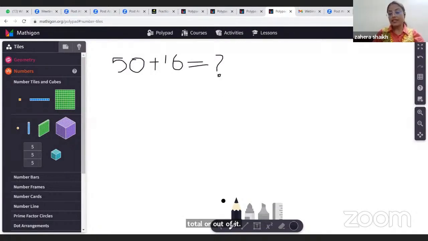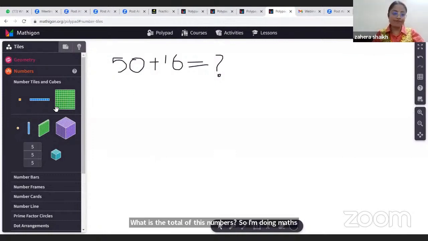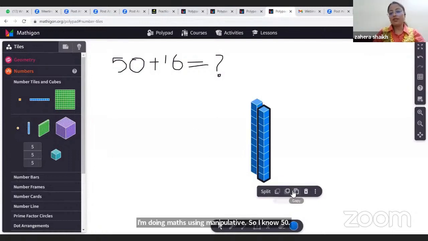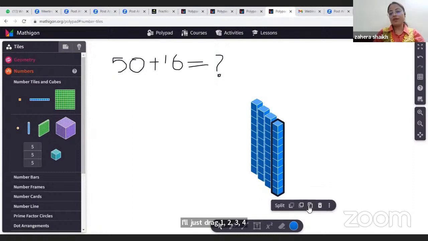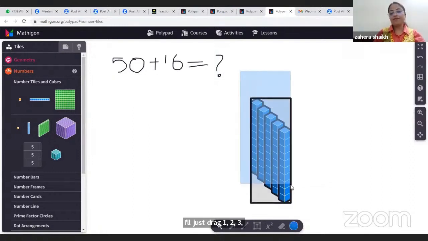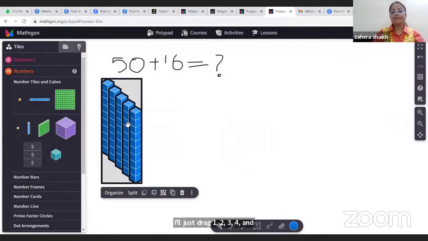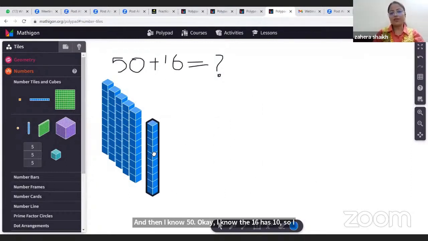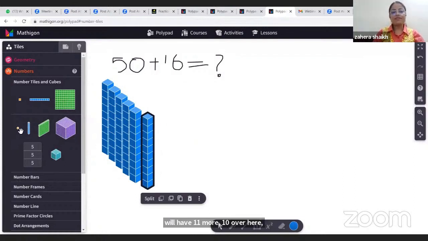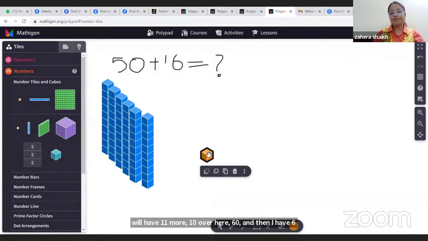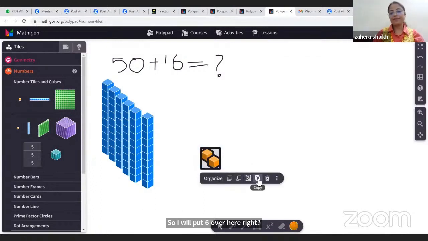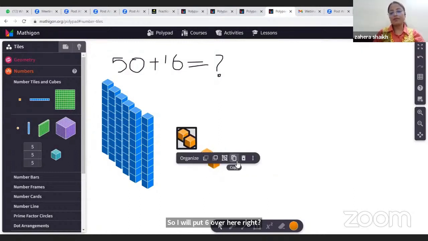So I'm doing maths, right? I'm doing maths using manipulatives. So I know 50. I'll just drag 1, 2, 3, 4, and 5, right? 50. And then I know this 16 has 10. So I will have one more 10 over here, 60. And then I have 6. So I will put 6 over here, right? So this is my 6.